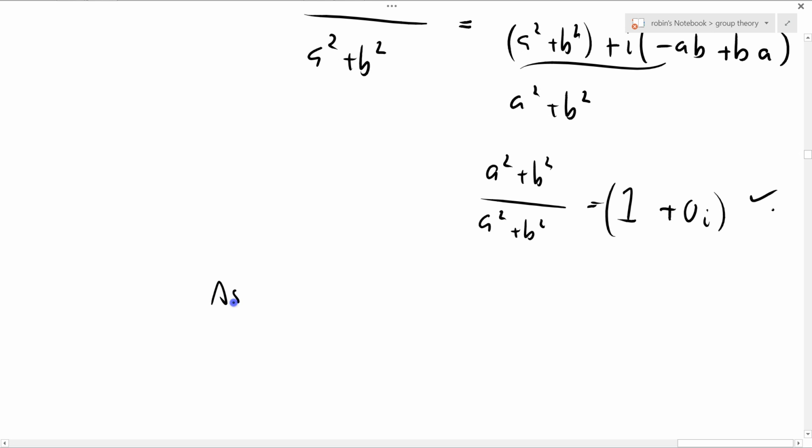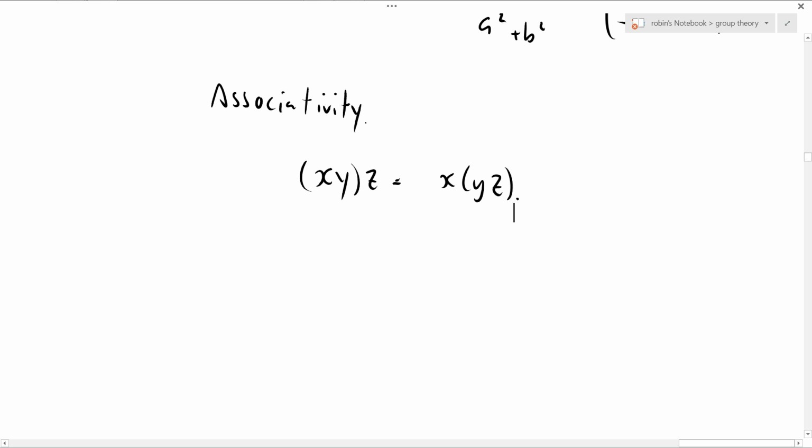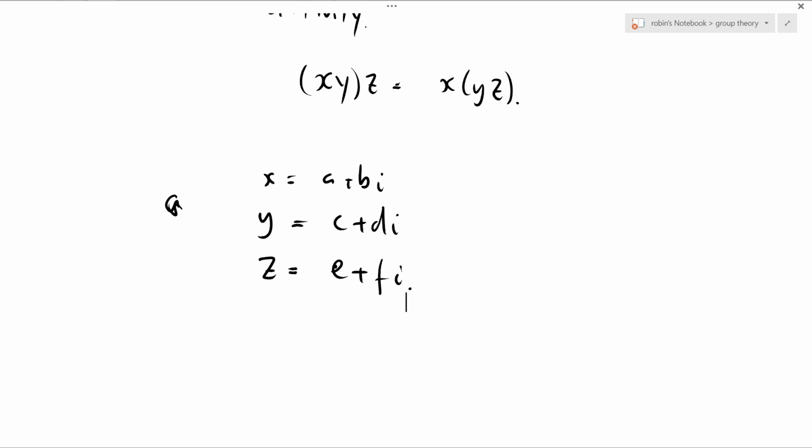The third one is associativity. Just remind ourselves what that means. (xy)z equals x(yz). Well, we better verify that. I'm going to say x equals a plus bi, y equals c plus di, and z equals e plus fi, where a, b, c, d, e, f are real.